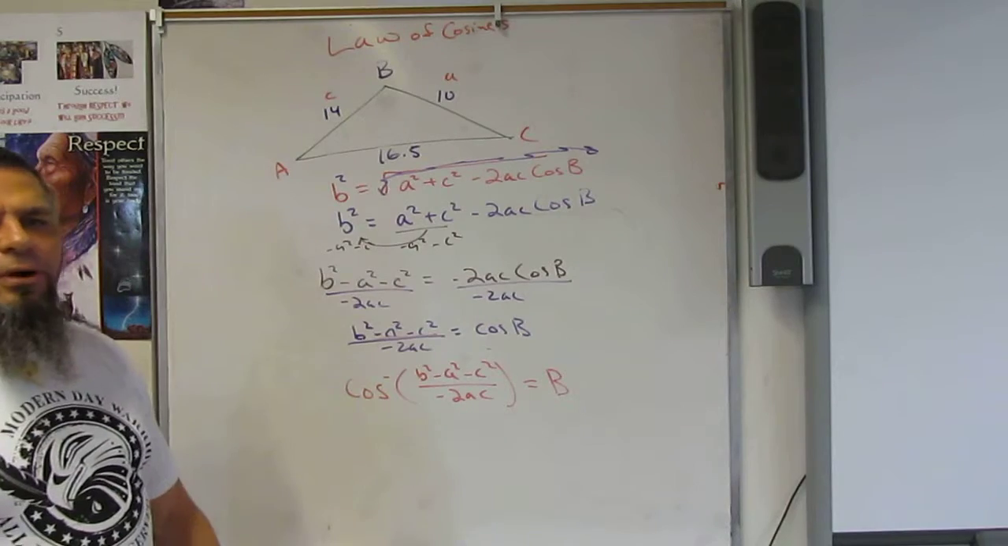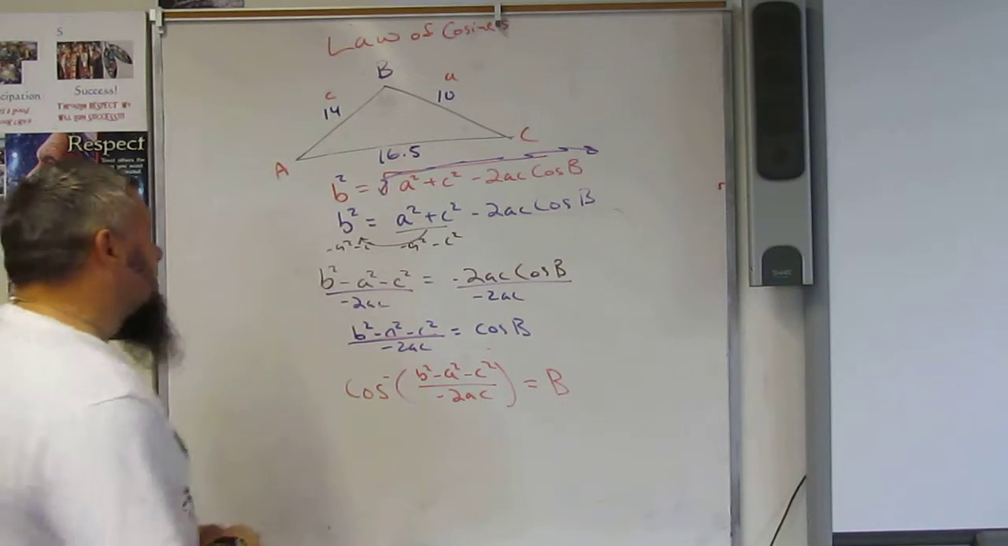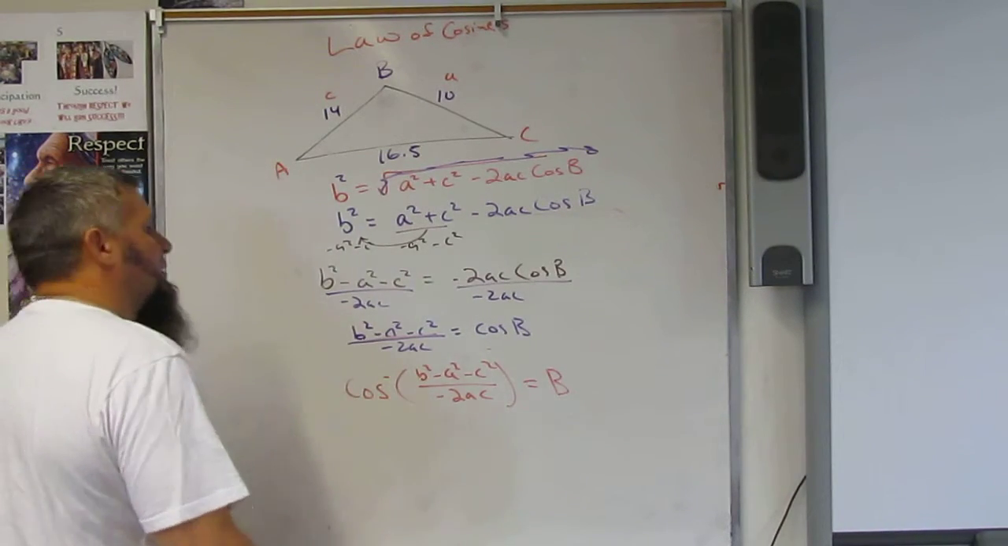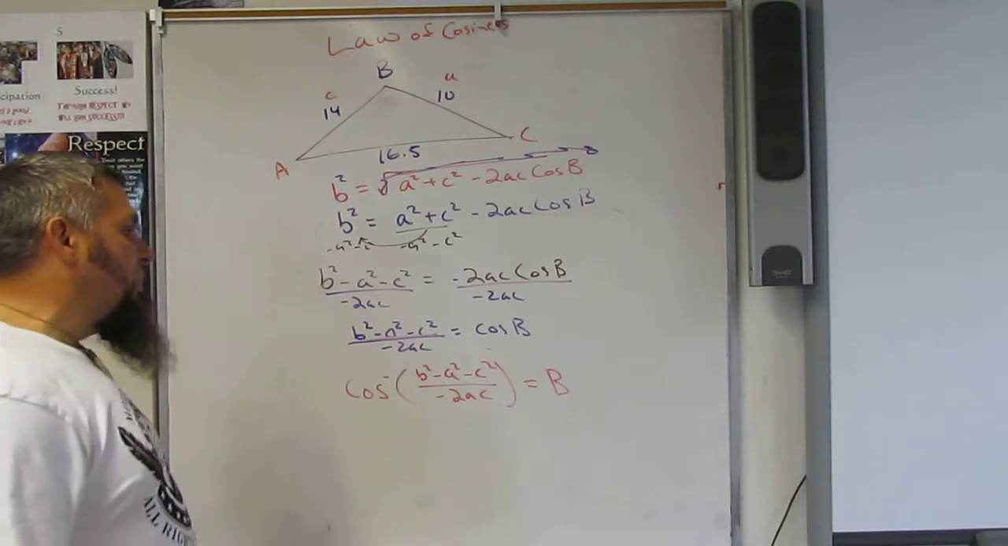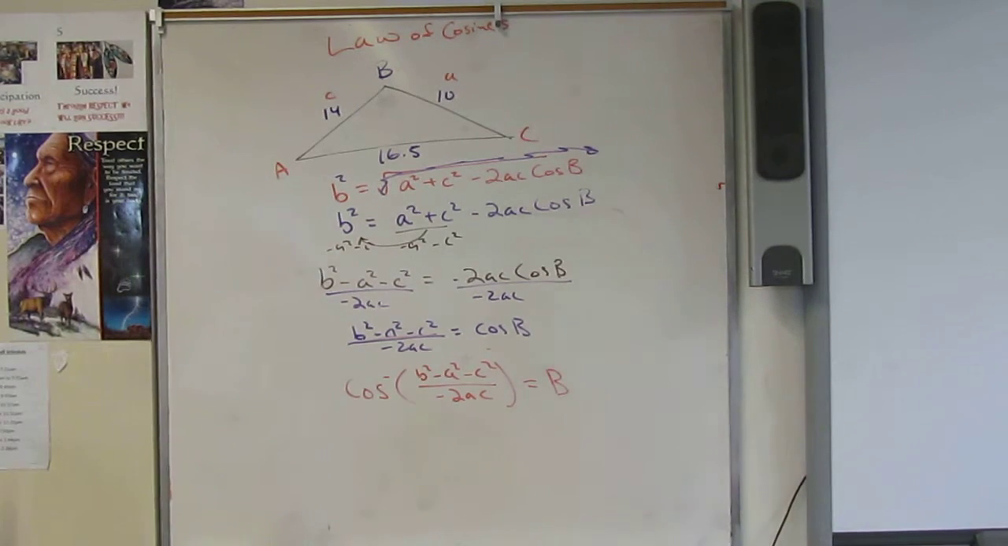And this is my new formula. Okay? And the new formula can be written, I'll write it over here. So I have cosine inverse of b squared minus a squared minus c squared all over negative 2ac, right, is equal to b.